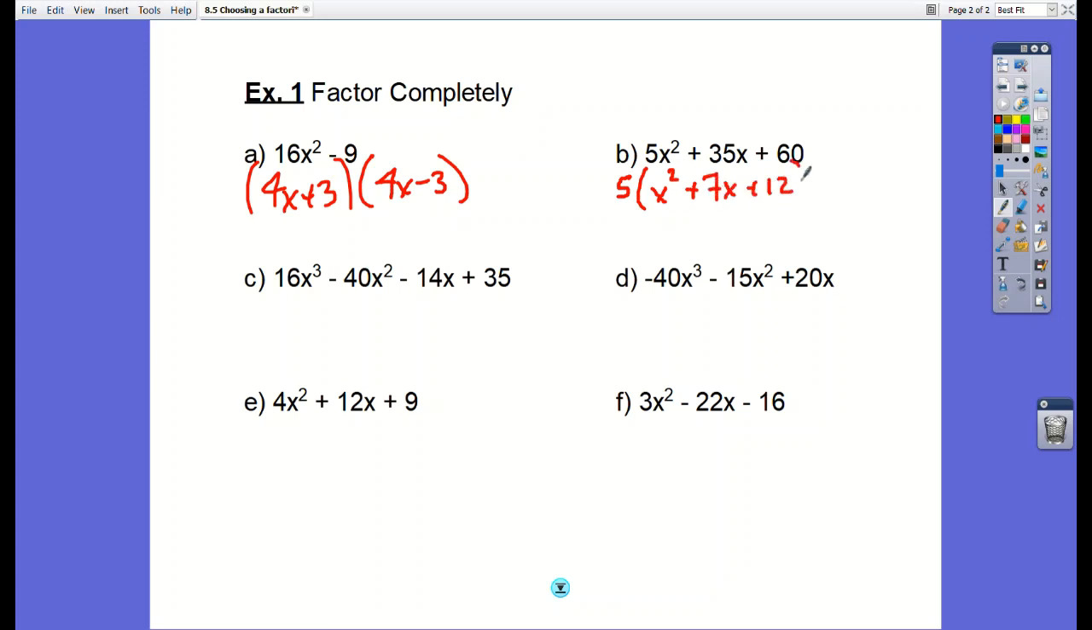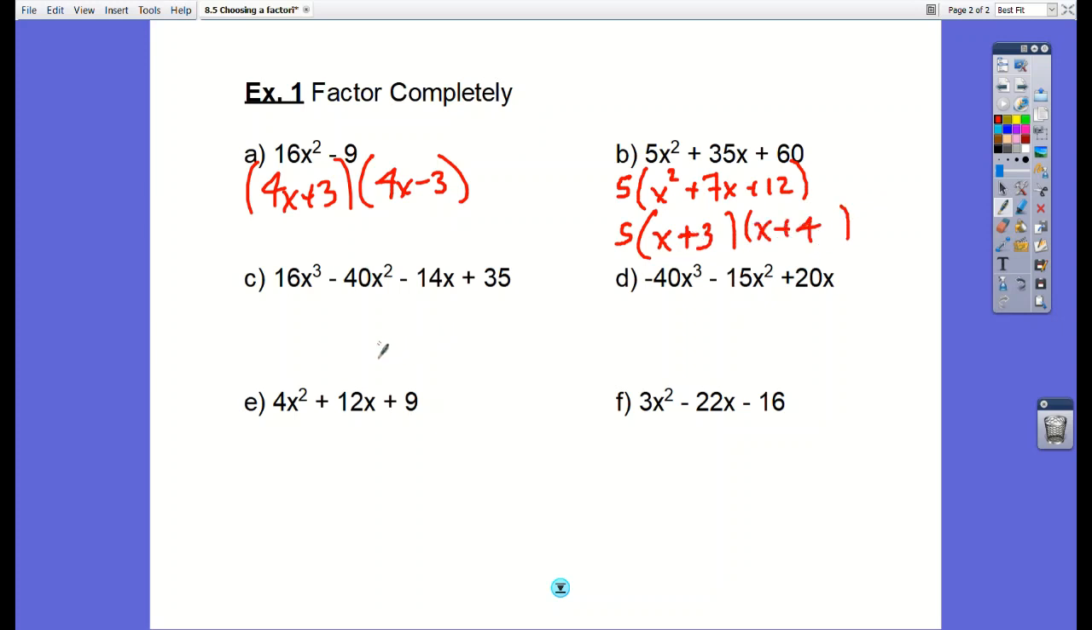Alright, somebody else factor this. Now remember, we have 3 options with a trinomial, and I see no leading coefficient. Nelson, what do we do? We see which ones add and multiply, so I got 5, and then x plus 3, x plus 4. There you go.